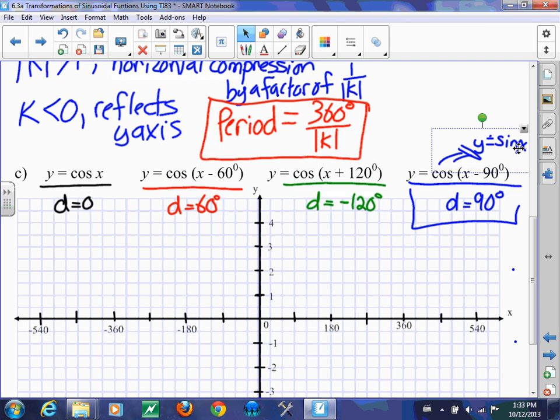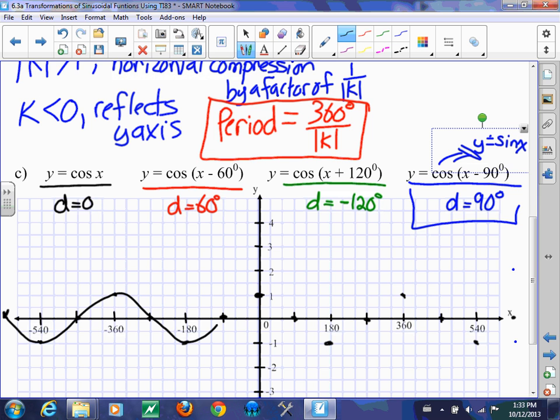First of all, remember that we're starting with our parent function of cos x. So we're going to start at our maximum, go to our axis, go to our minimum, go to our axis, go to our maximum. Again, there's one cycle, but we're going to continue that on because it's a continuous function. Okay, let's sketch that. All right, so there's our parent function.